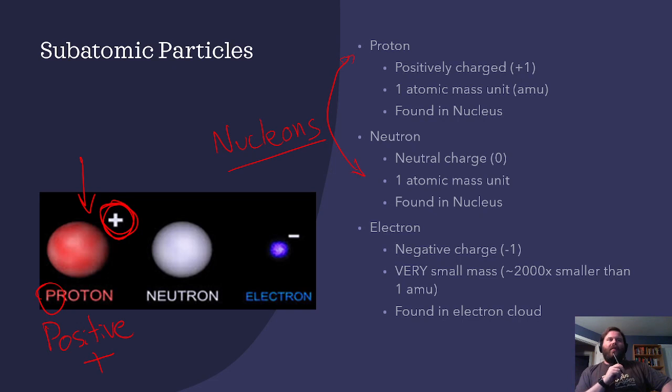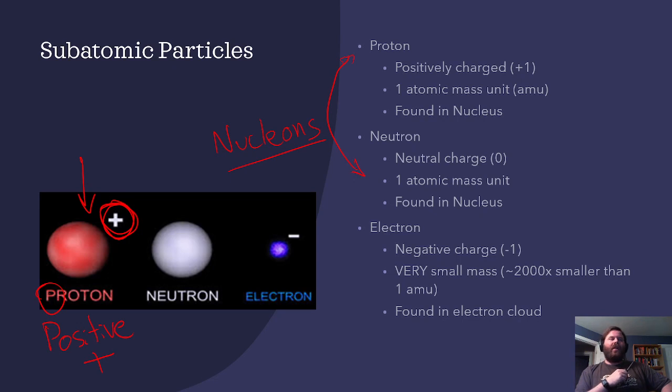Neutrons, however, as you can probably guess from the name, are neutral. They do not have a charge. Okay, so protons have a charge of +1 per proton. Neutrons have a charge of 0 per neutron. But they weigh basically the same as a proton, 1 atomic mass unit, and are also found in the nucleus.